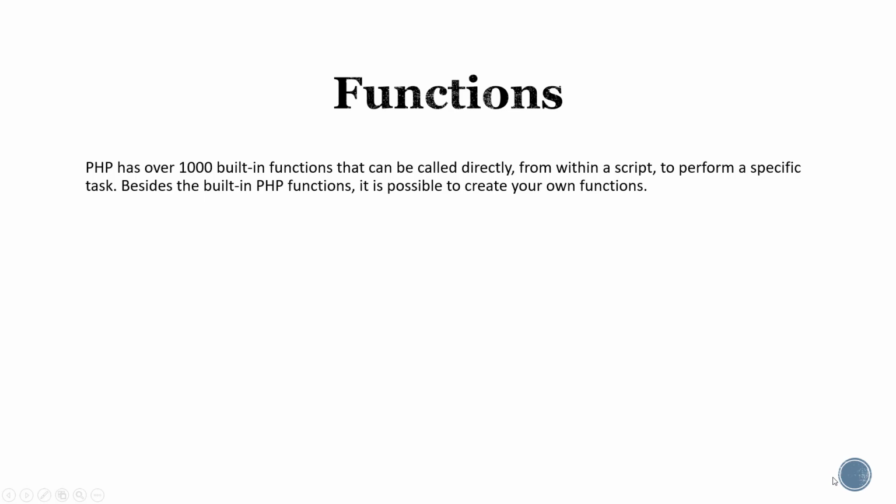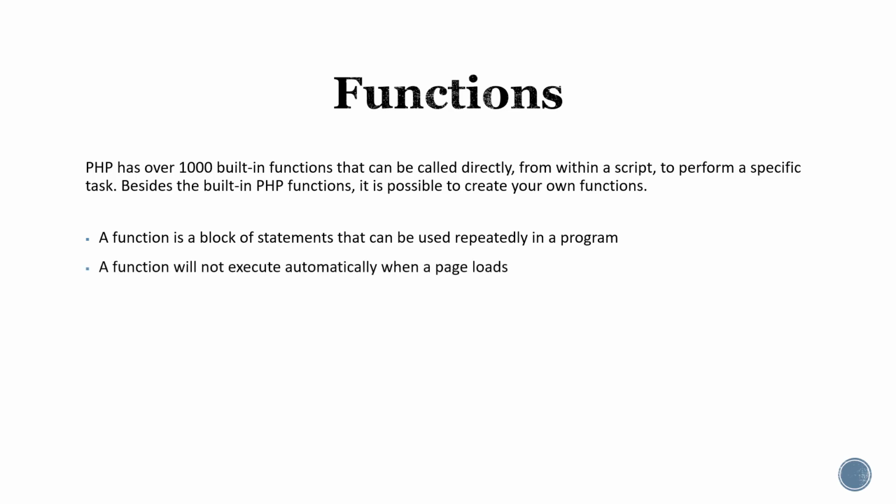PHP has over 1,000 built-in functions that can be called directly from within a script to perform certain specific tasks. Besides the built-in PHP functions, it is also possible to create your own custom functions. So a function is a block of statements that can be used repeatedly in a program. A function will not execute automatically when a page loads. It has to be called first. A function will be executed by a call to that function.